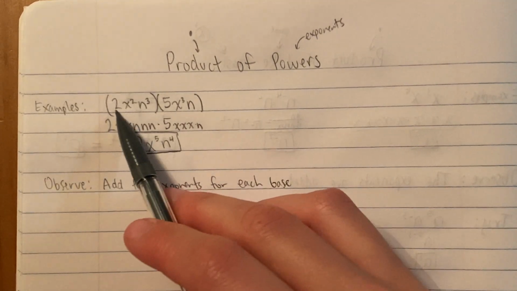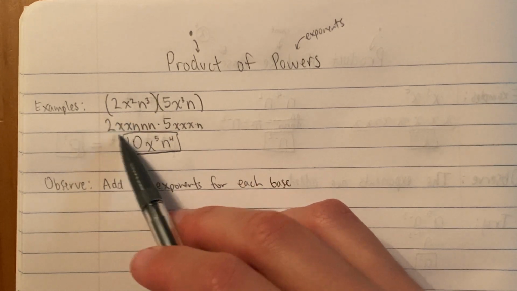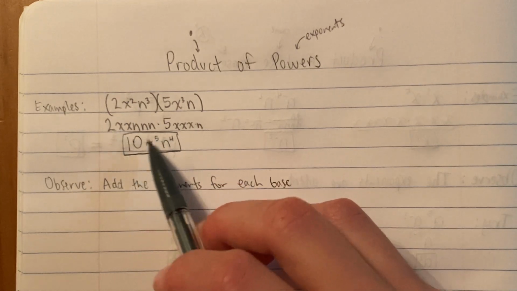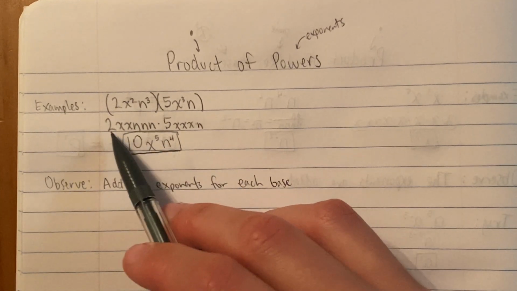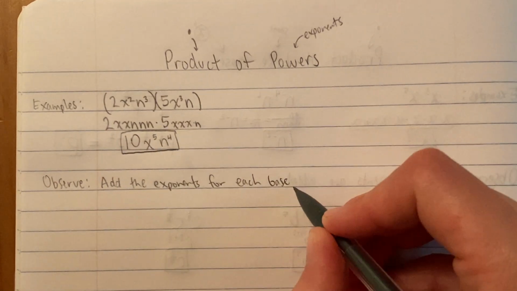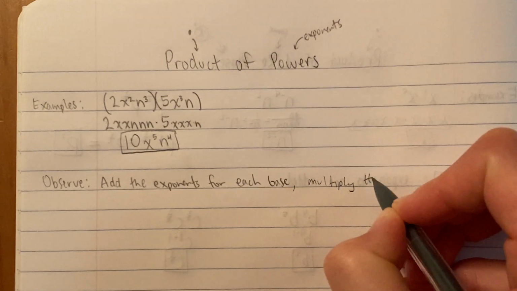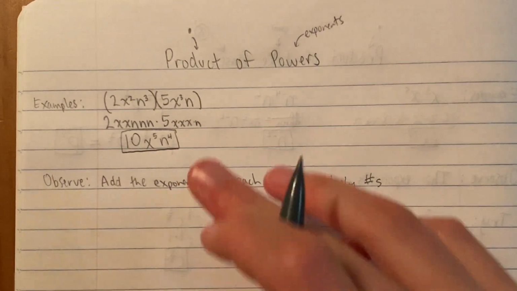Now, what do we do with the numbers? We didn't add the numbers, right? We didn't do 2 plus 5. We didn't get 7. Because here, what we're actually doing is multiplying, right? The exponents tell us about multiplying. So we end up adding the exponents because we're multiplying this and we're multiplying this as well. But this is 2 times 5, so we actually multiply the numbers. Okay? So it's very much the same as the last one, just longer.